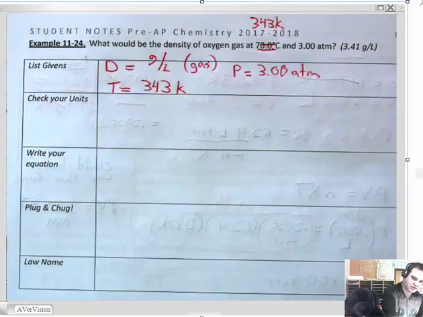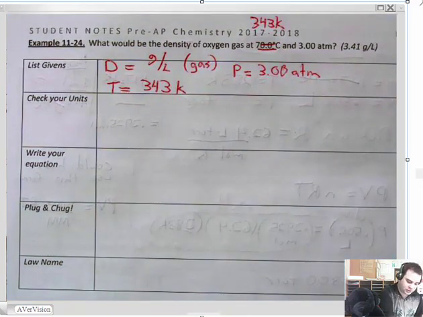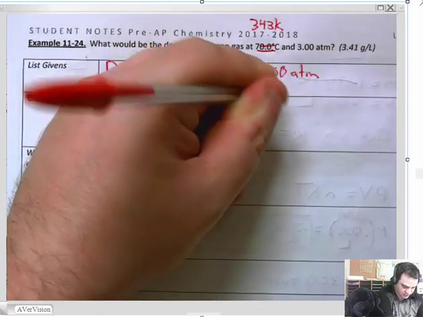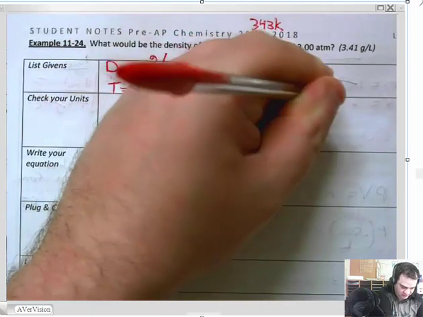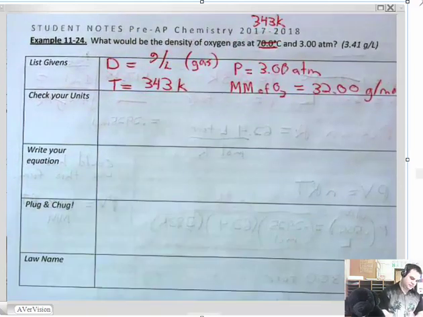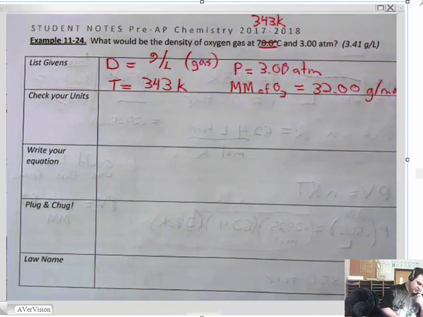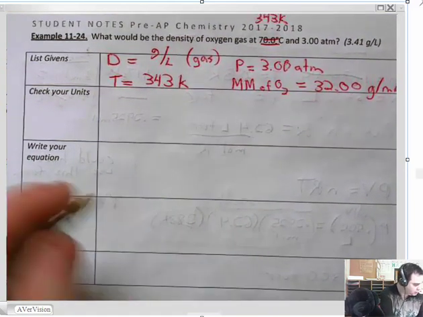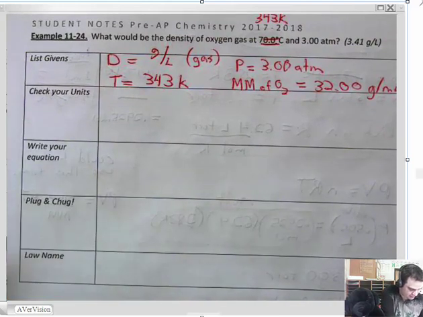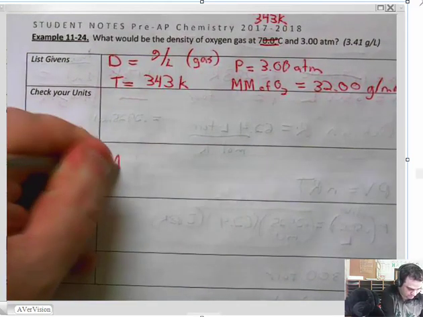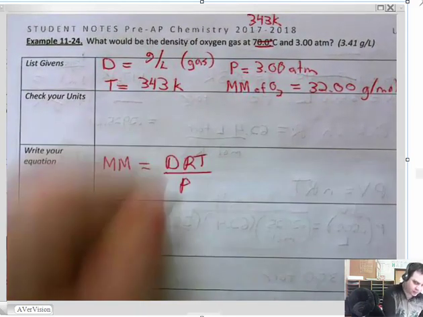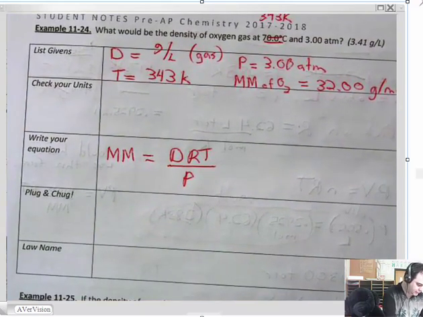Now we actually know something else here too that's not listed. We know the molar mass of oxygen as well, which is 32.00 g/mol. So here you're going to see me use molar mass equals dRT over P. So you're going to see me find an R here.